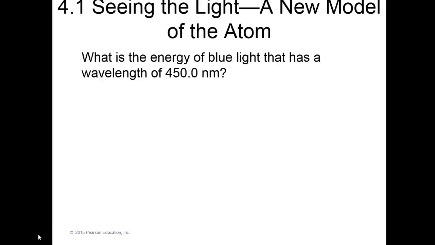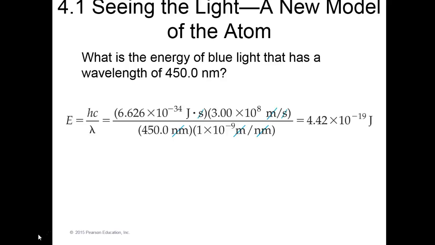So what is the energy of blue light that has a wavelength of 450 nanometers? Let's use that model we just looked at. It would be Planck's constant of 6.626 times 10 to the negative 34 joules per second times 3.0 times 10 to the 8 miles per second, that speed of light, divided by the wavelength, which is 450 in this case, times 1 times 10 to the negative 9th, which is what you need to add on to that wavelength. If you did the math and canceled out the appropriate units, you'd get 4.42 times 10 to the negative 19th joules.